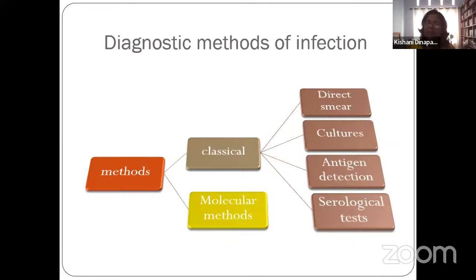Apart from these classical methods, there would be molecular methods, again depending on where you are practicing, because molecular methods at the moment are confined to larger hospitals. But with the COVID-19 pandemic, we were equipped with PCR machines. So depending on what you have in the hospital, you would be using these molecular methods to identify infections also. One thing is classical methods take a longer time, whereas molecular methods take lesser time. You would be lucky if you have molecular methods in your hospitals.